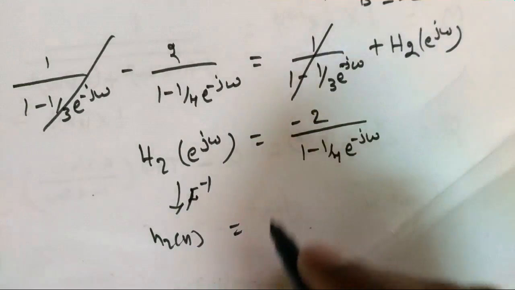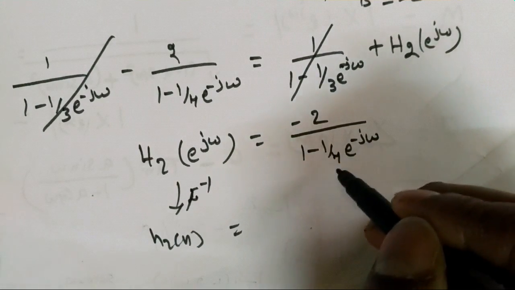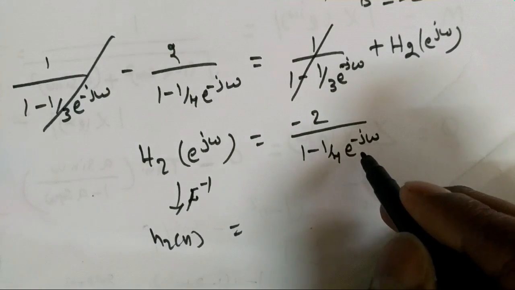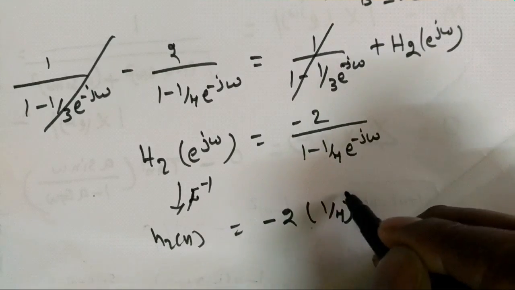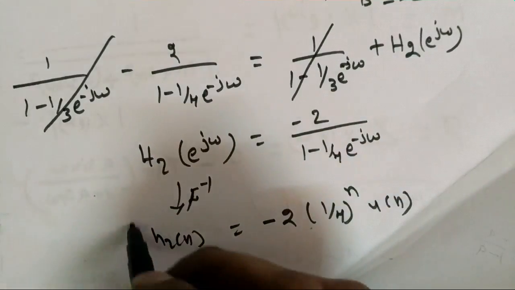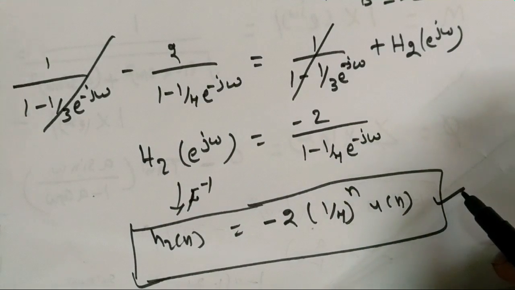Now what is this inverse Fourier transform? We know if it is 1 by 1 minus a e power minus j omega, it will be a power n u of n, so here 1 by 4 power n u of n. So minus 2 into 1 by 4 power n u of n is the h2 of n. So this is how we have to do this problem.